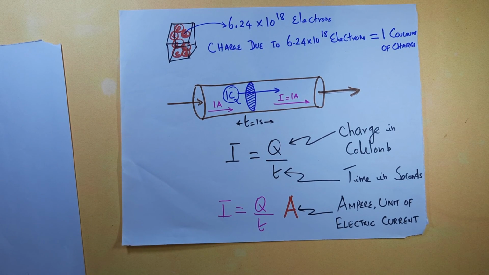So with this, we have understood today what is an electric current, and next we shall move on to what is voltage, the concept of voltage, potential difference, and other things.